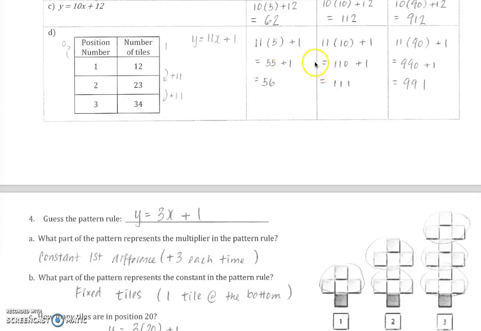For position 5, 11 times 5, 55 plus 1 is 56. Position 10, do the same thing. Position 90, you do the same thing.